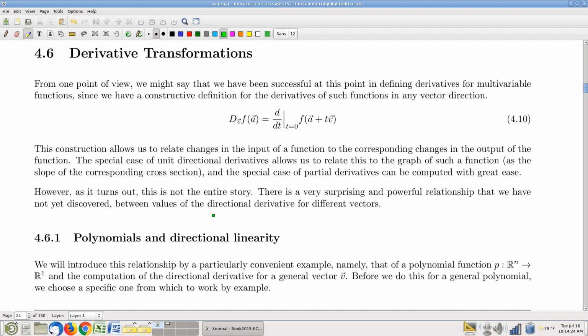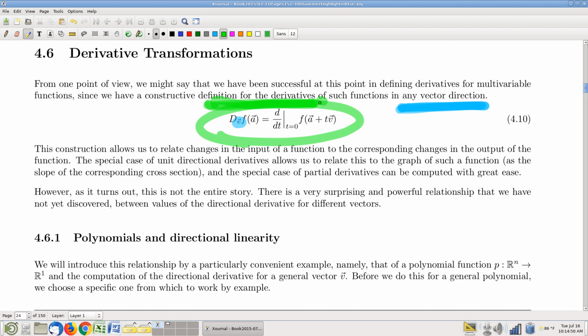Summarize. What have we done so far? We've made a definition of a directional derivative. You give me any direction, any velocity in the domain. No matter where you are, no matter what your velocity in the domain is, we have a formula that tells you how the function is changing. The values of the function are changing.